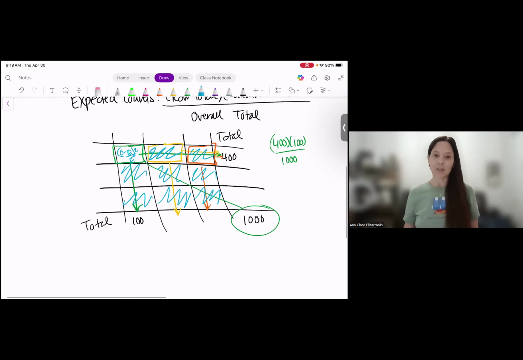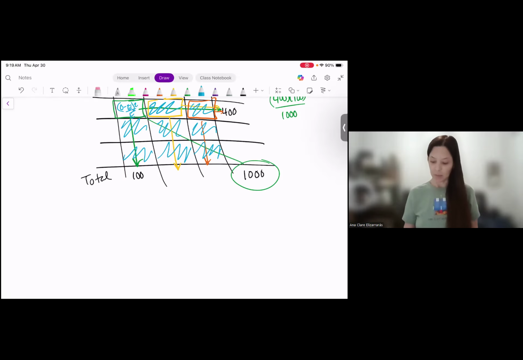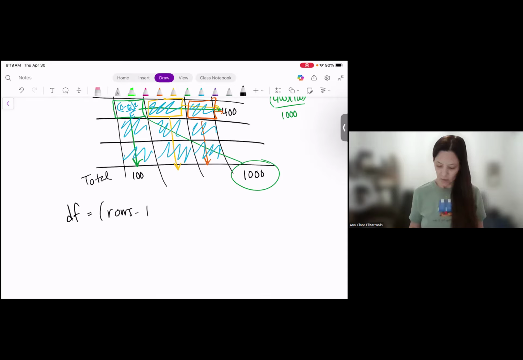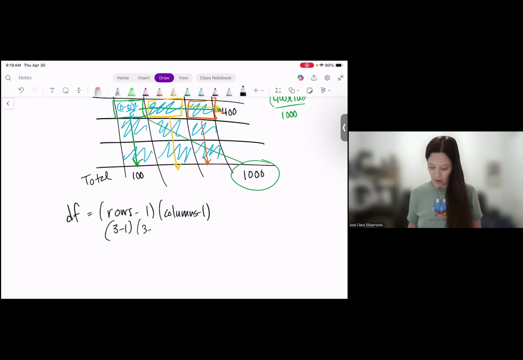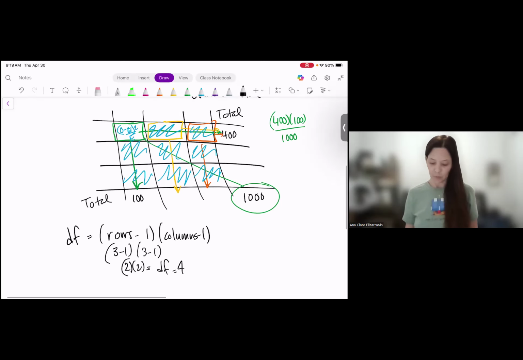The difference here is that I need to know what the degrees of freedom are in order to calculate my probability. The degrees of freedom is found by taking the number of rows minus 1 times the number of columns minus 1. So in this case, there were 3 rows and 3 columns. So 2 times 2 would give me a degrees of freedom of 4 in this example, where I had column 1, column 2, column 3, row 1, row 2, row 3 without numbers. So how many rows do you have? How many columns do you have? Subtract 1 from each of those and multiply.